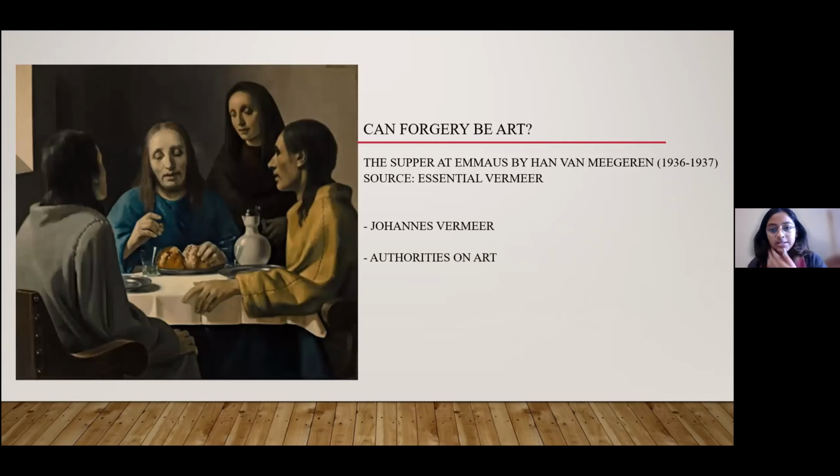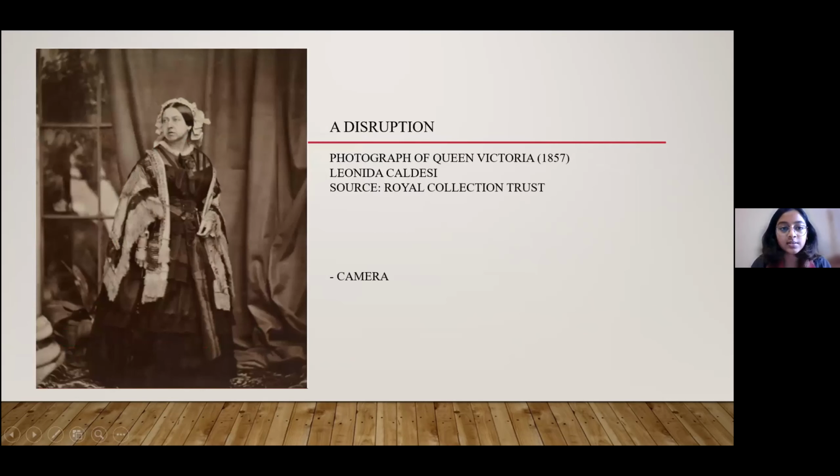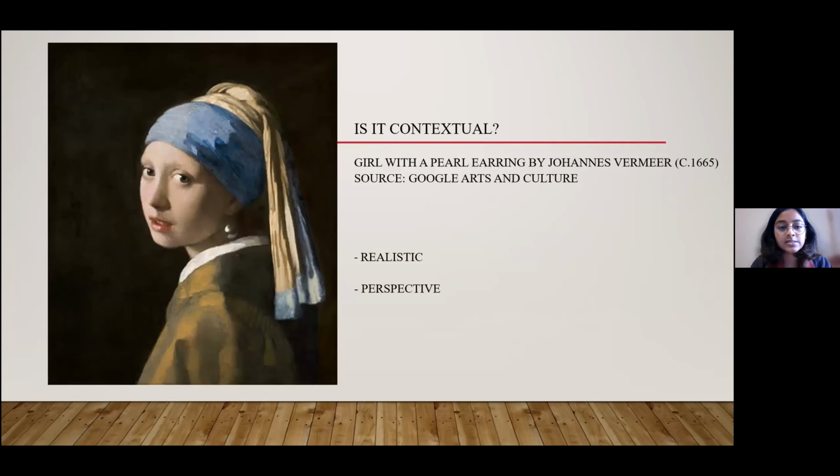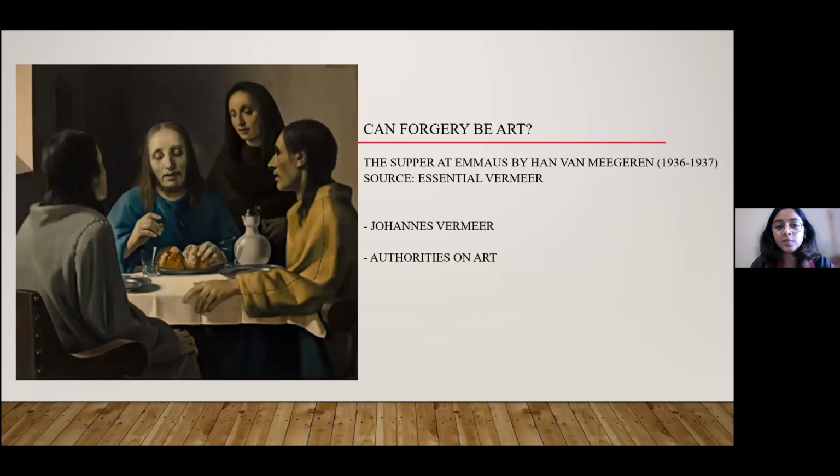So the first question is, can forgery be considered as art? A forgery, as you all might know, is an imitation of an original artwork or a document. And just to get people thinking, I want to share the story behind this painting. It's very interesting. In the 17th century, there was a famous Dutch artist called Johannes Vermeer. His name is up here. He painted this work of art, The Girl with the Pearl Earring. It's quite famous.